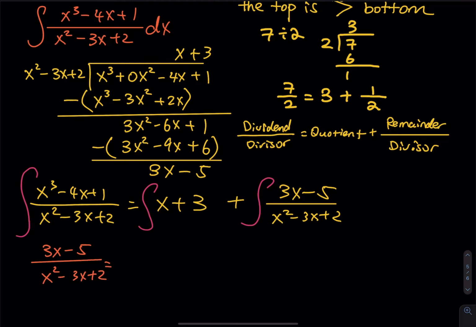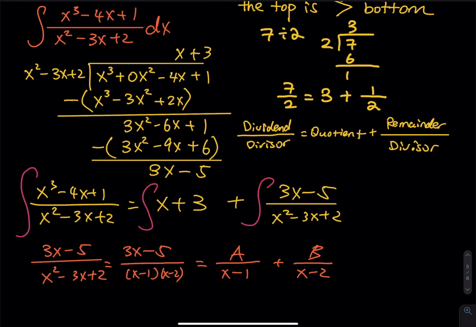So this one, you factor that. That is (3x - 5) divided by (x - 1)(x - 2). You don't have trouble in factoring, right? So they are distinct, they are not the same, and they are linear. So x - 1 is linear, x - 2 is linear because x is raised to the first power. So A divided by (x - 1) plus B divided by (x - 2).